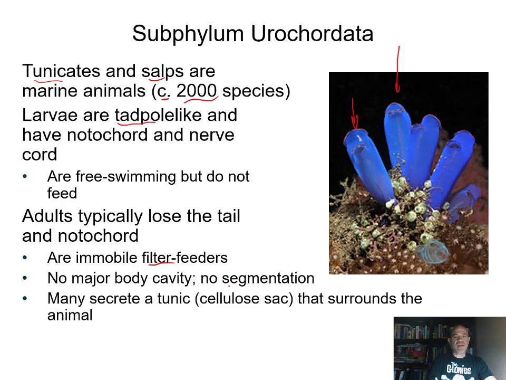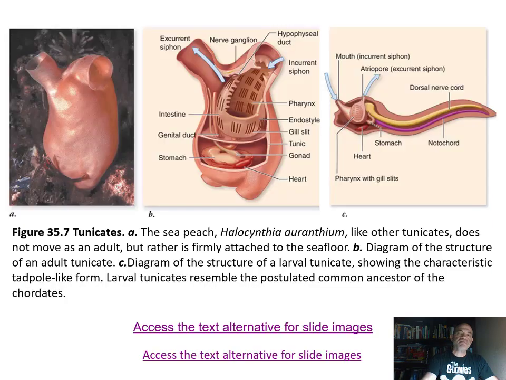There's no major body cavity, no segmentation there. And many produce a tunic, which is why they get the name tunicates. Tunic is a covering. This covering is made of cellulose, which is interesting because the only other place we've seen cellulose has been in the cell walls of plants and in xylem of wood and so on. So here we have an animal that's capable of producing this kind of polysaccharide.